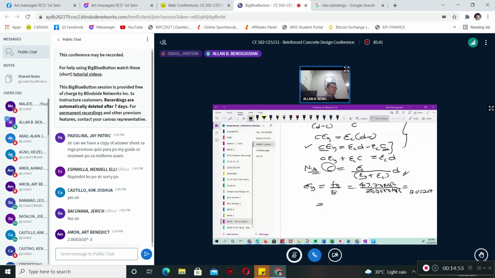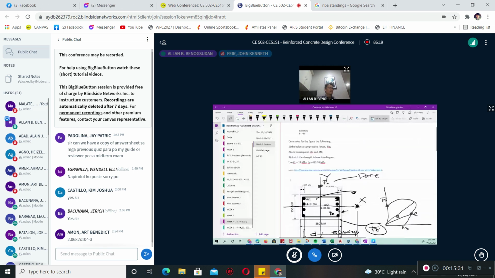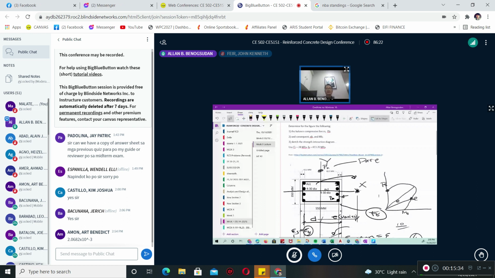Okay. So can we solve this one now? C is equal to E sub C, which is 0.003. This one is 0.00207 plus E sub C, which is 0.003, multiplied by, how much is our D? Hindi po, sir. Okay, that's a good question.